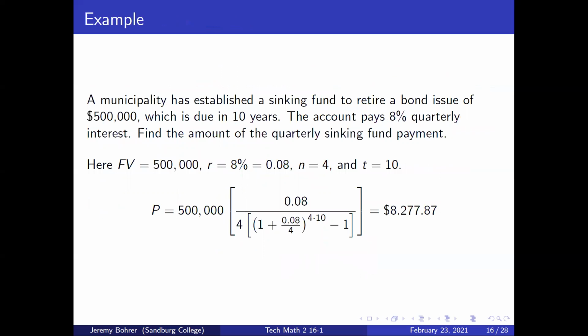A municipality has established a sinking fund to retire a bond issue of $500,000, which is due in 10 years. The account pays 8% quarterly interest. Find the amount of the quarterly sinking fund payment. Here, FV equals 500,000, R equals 8%, which is 0.08, N equals 4, and T equals 10. So P equals 500,000 times 0.08 over 4, divided by (1 plus 0.08 over 4) to the 4 times 10 power, minus 1, which is $8,277.87.